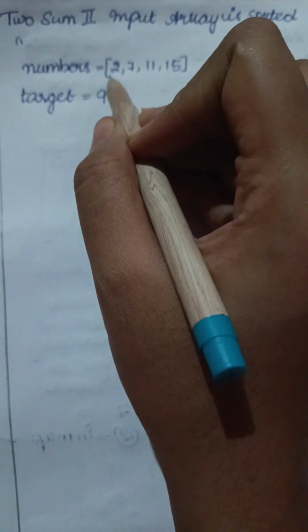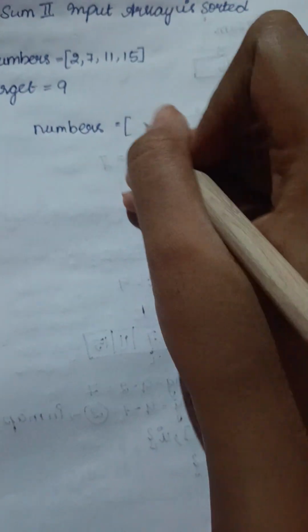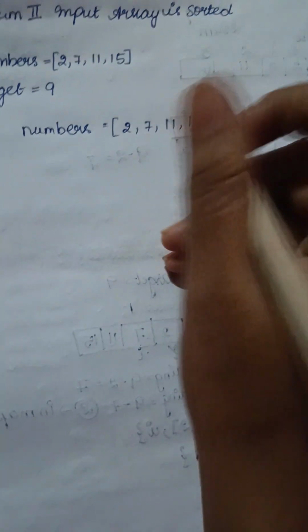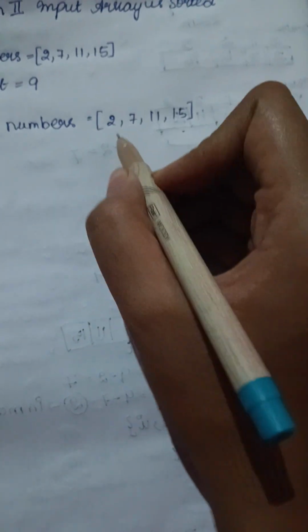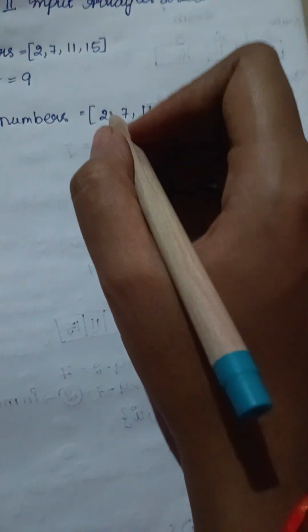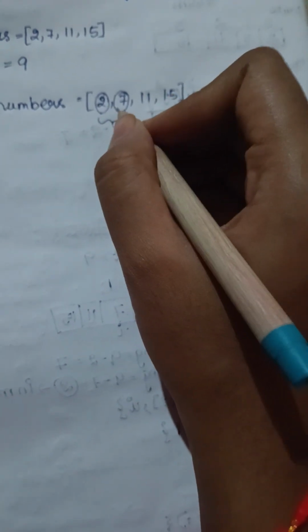So numbers is an array which is already given: 2, 7, 11, 15. It is a sorted array, in non-decreasing order. So 2, 7, 11, 15, this is sorted order. Now we have to find two numbers such that their sum is equal to the target.